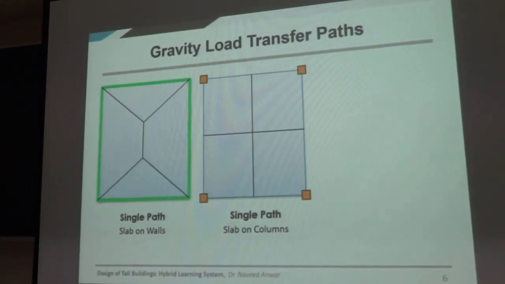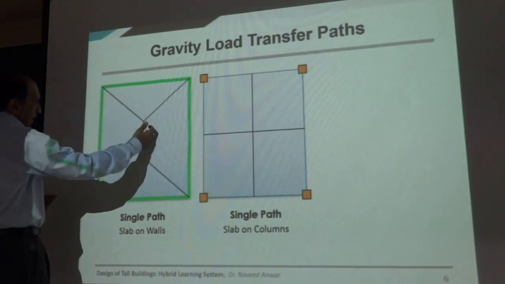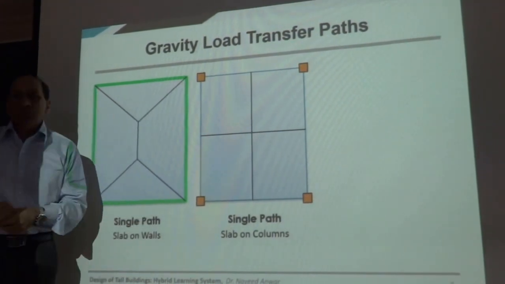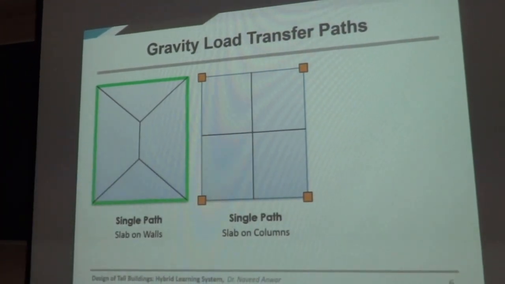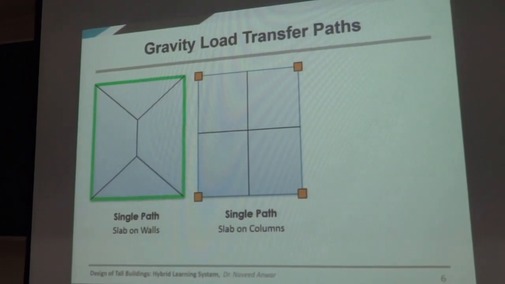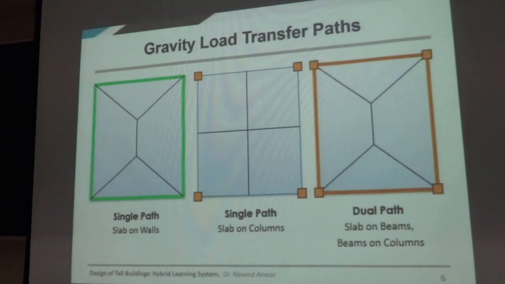So these are two extreme cases: loads going directly to walls as uniform load, or load going directly to point supports as the sum of the total load in that tributary area. We call it tributary area. This concept is called the tributary area concept.